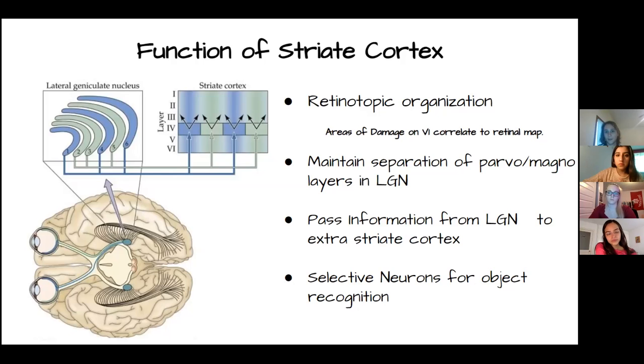The neurons in the striate cortex have a retinotopic organization, which means they have a mapping that's similar to the organization of the retinal map.